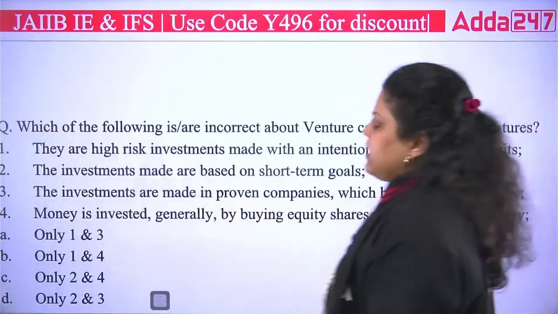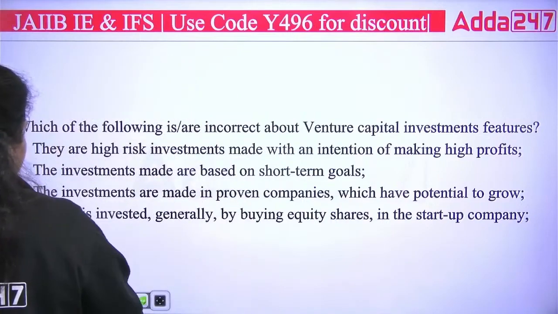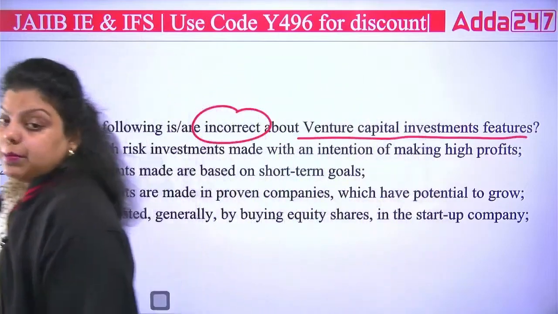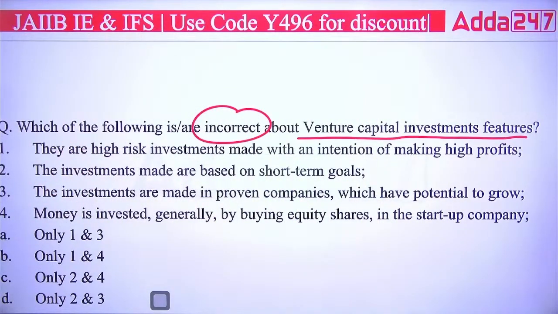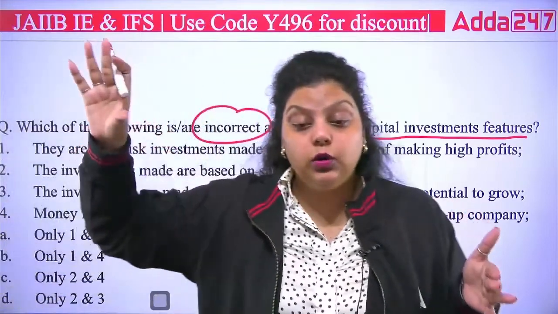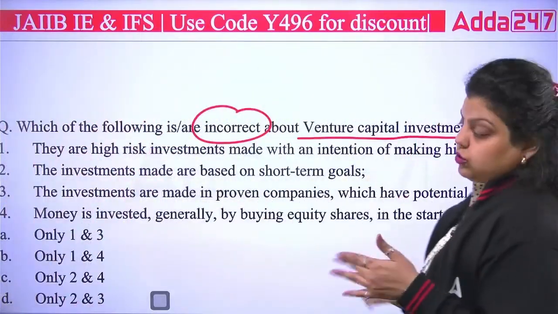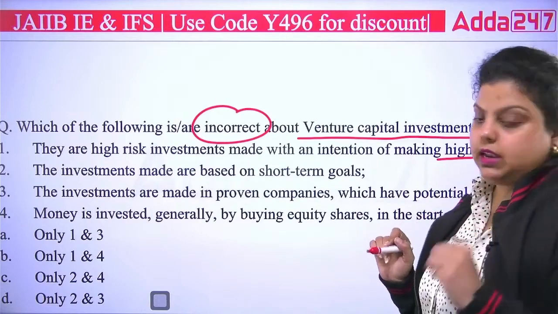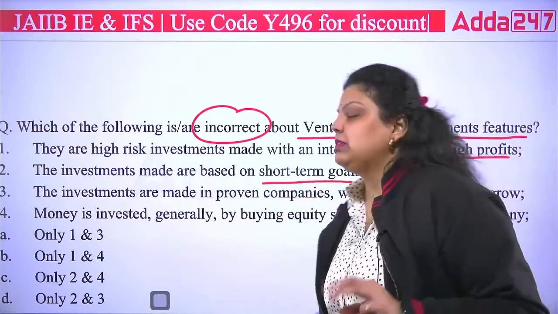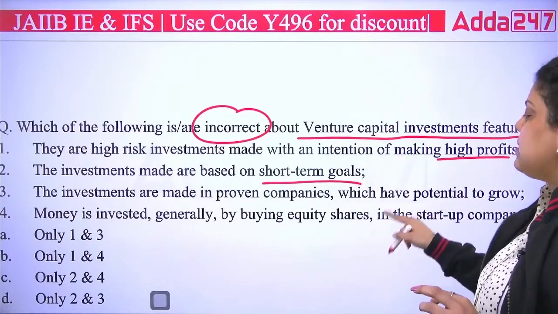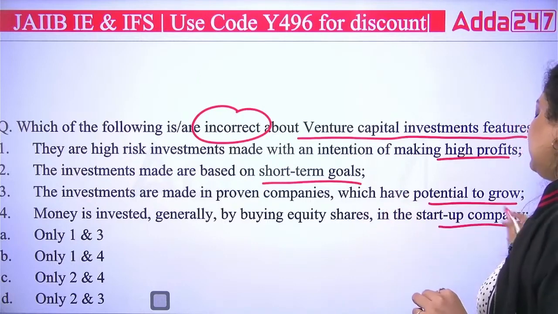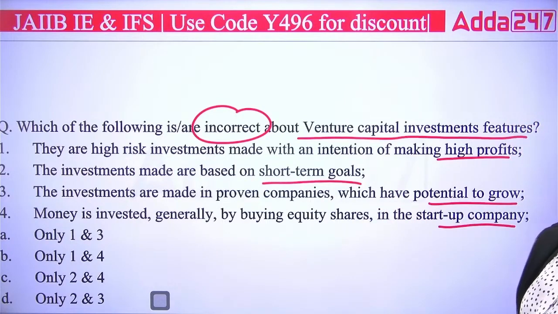Okay, next question is talking about which of the following is incorrect about venture capital investment features. Venture capital has certain features that I have already told you at the start of the session. So you have to find out which of the following is not one of its features. First, they are high risk investments made with an intention of making high profits. Second, the investments made are based on short term goals. Third, the investments are made in proven companies which have potential to grow. Fourth, money is invested generally by buying equity shares in startup companies. So now you have to answer which of the following is incorrect.